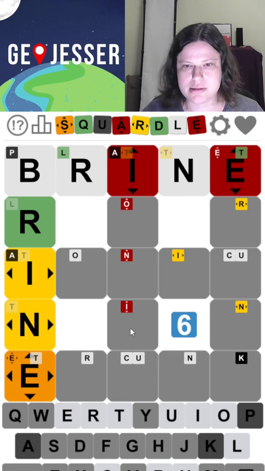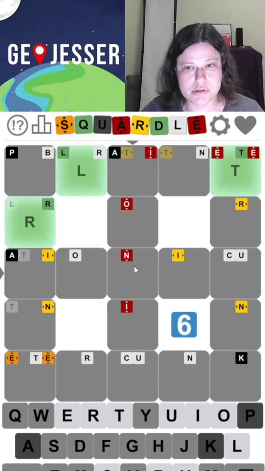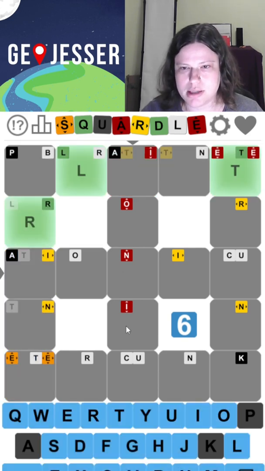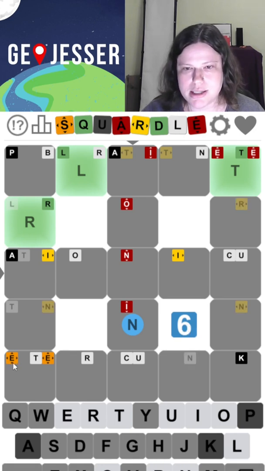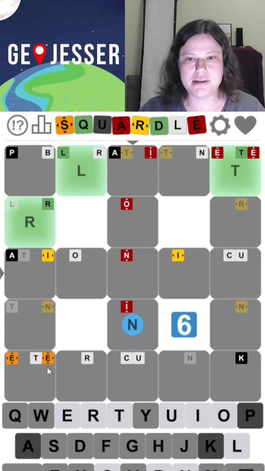Okay, so the R was correct. That's great. The I is almost certainly in the middle. And this is an N. Now I know for sure because it's not here and it's not here and it has to be in one of these 3. What's behind door number 3? An N. Now see, I guessed E here again. It's like, nope, still not an E here.